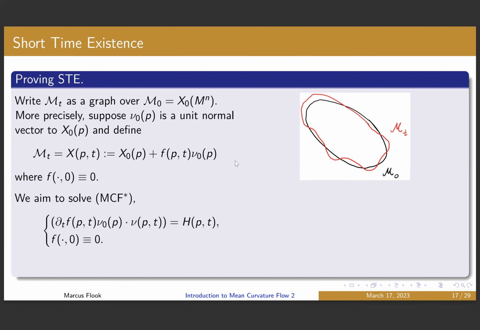Now, we're also going to solve a slightly different problem, which I'll call MCF star. Note that what I'm saying here is that, so we take the time derivative of this, we're left with the time derivative of the f times the initial normal vector. So this won't be the normal vector. Well, in general, this won't be the normal vector as the hypersurface evolves.